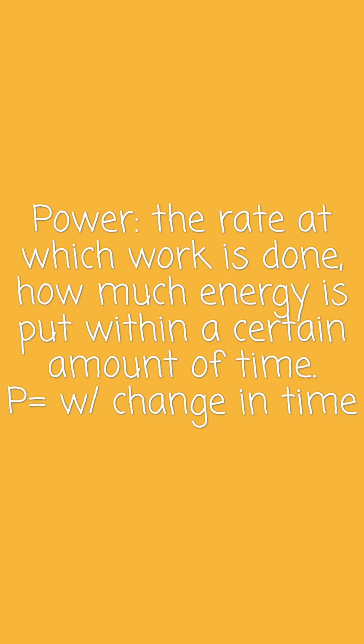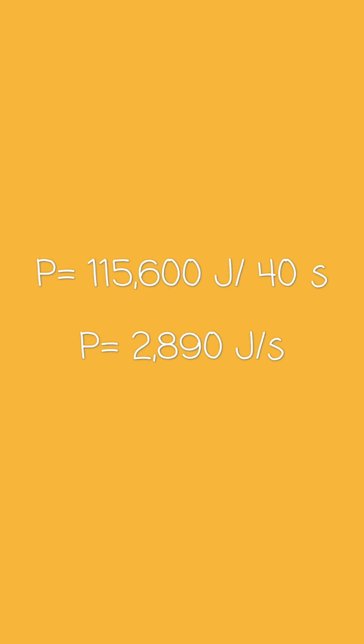Power is the rate at which work is done and how much energy is put within a certain amount of time. The formula for power is the amount of work over the time the work took. If we use the amount of work from the previous problem and it took 40 seconds to travel the 200 meters, the amount of power would be 2,890 joules per second.